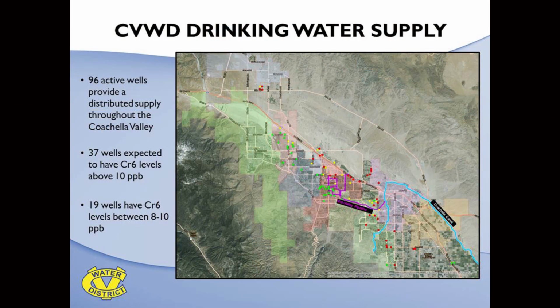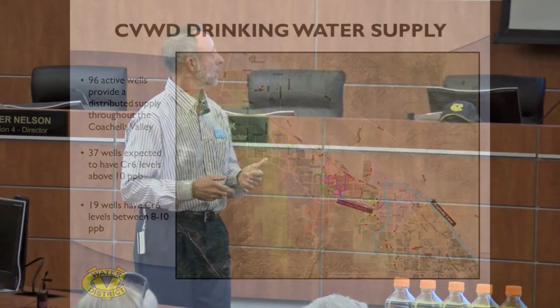The dots are our wells. You can see they're just scattered all throughout. So they're distributed throughout the community. We don't have a little pocket. So that makes treatment, that makes the solution a little more challenging.